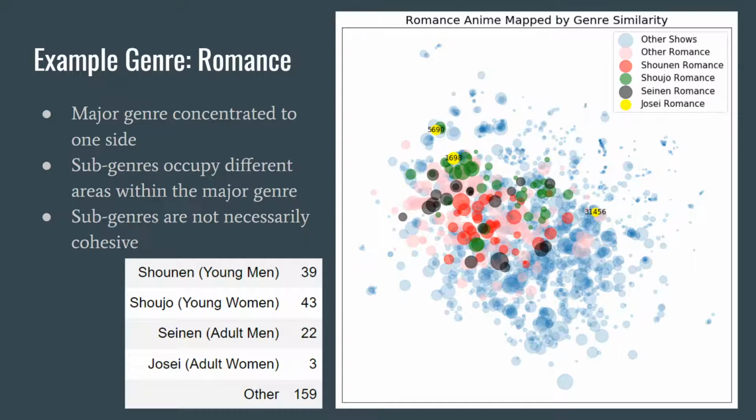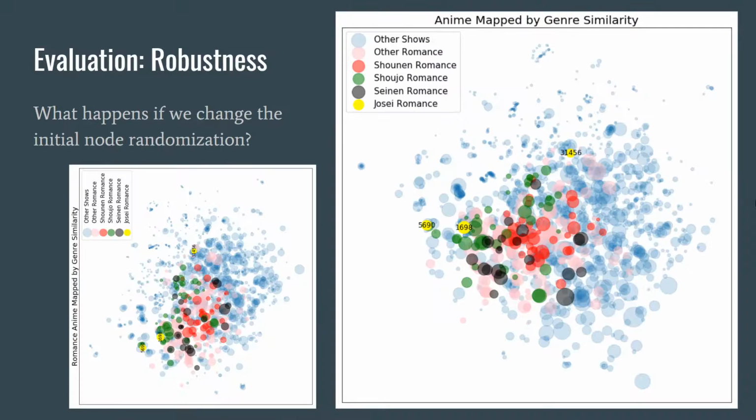If we look at an example genre, we can see that there is some degree of meaning created by this map. We can see the major genre concentrated to one side of the map, that subgenres occupy different areas within the major genre, and that subgenres are not necessarily cohesive, and the degree of cohesion can tell us something. For example, the shonen romance genre is fairly concentrated, whereas the shoujo romance genre is a little more scattered and has like one tomboy hanging out down here. And the seinen and josei romance genres are quite scattered around the edges of the dataset.